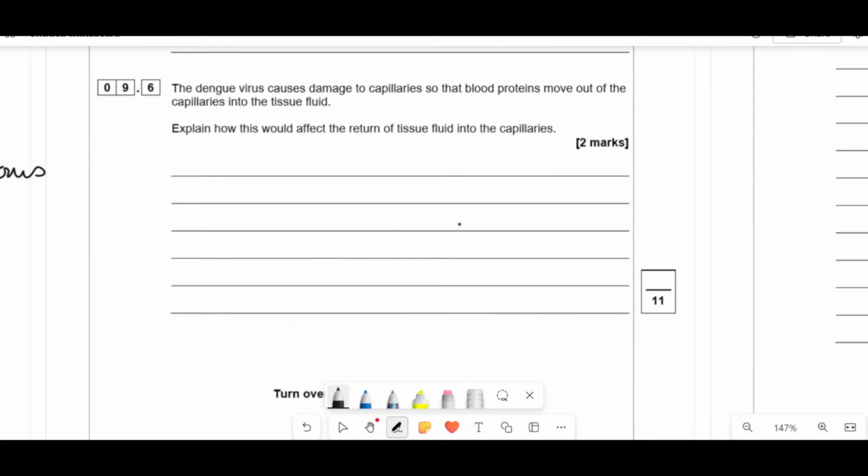The dengue virus causes damage to capillaries so that blood proteins move out of the capillaries into tissue fluid. Explain how this would affect the return of tissue fluid into the capillaries. So here then, there was a pretty devious misconception.